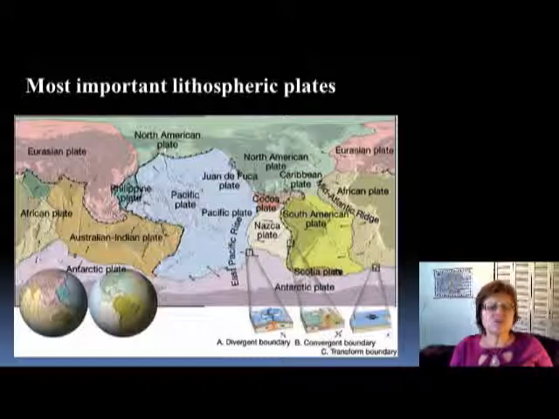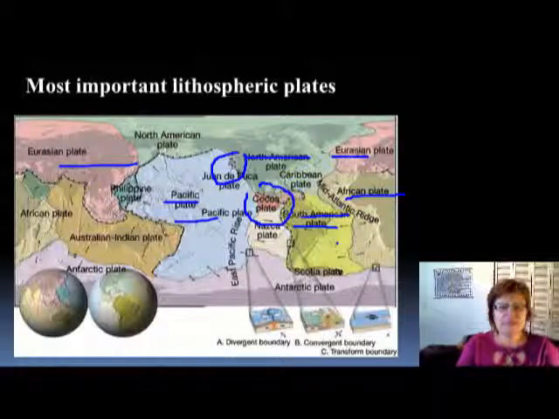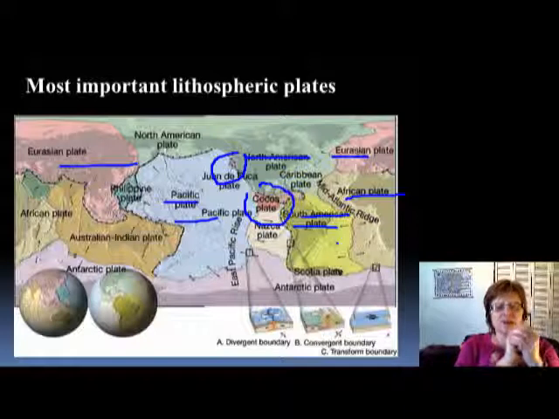So this slide shows you the major lithosphere plates, like the Pacific plate right here, the Eurasian plate, the African plate, the North American plate, the Australian plate, and so on. Here is the Juan de Fuca, Cocos plate, South American plate, and so on. So these are the big plates. And at their boundary, we see the three kinds of plate boundaries: divergent, convergent, and transform.